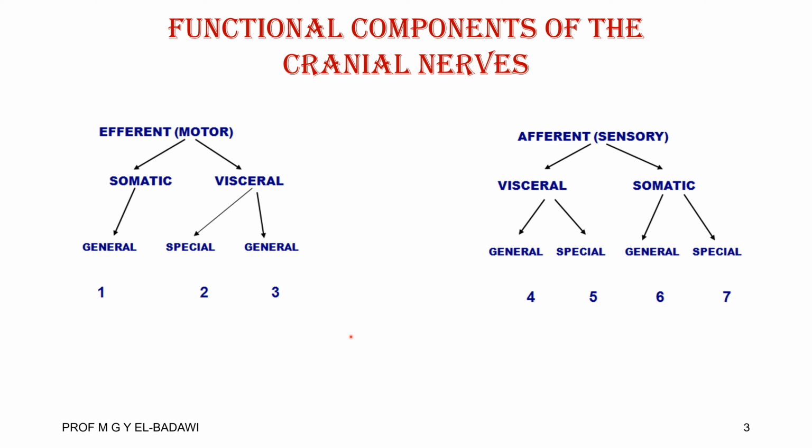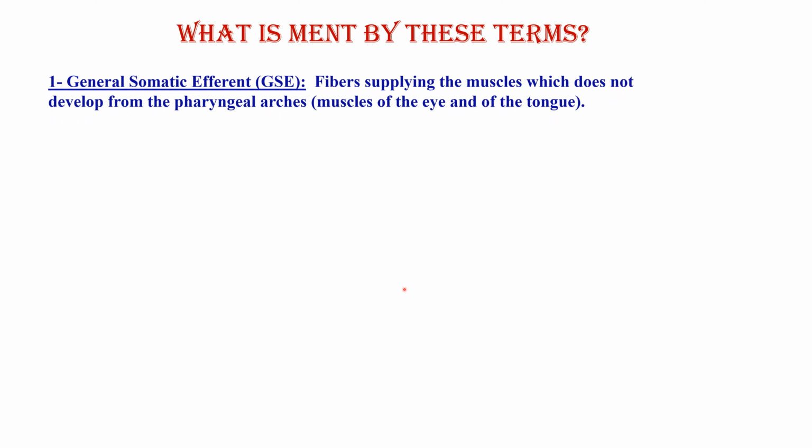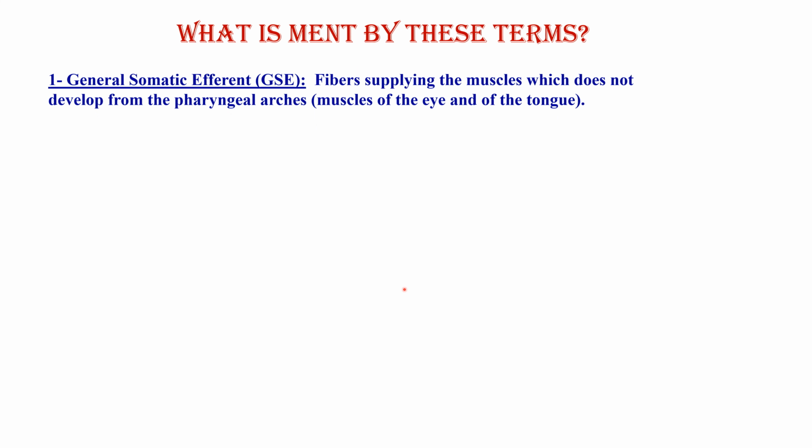Those 3 groups, or the 7 groups here, 3 of motor and 4 of sensory, are arranged in the brainstem from medial to lateral, starting with the most medial, which is number 1, and the most lateral, which is number 7. Here is the beginning of understanding the meaning of each of these 7 columns.